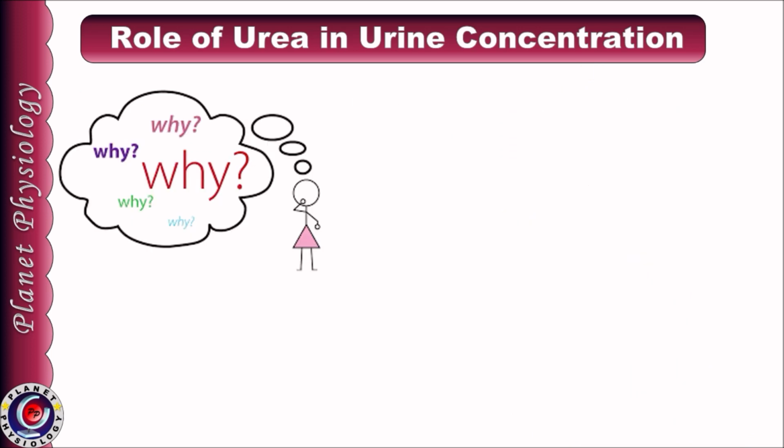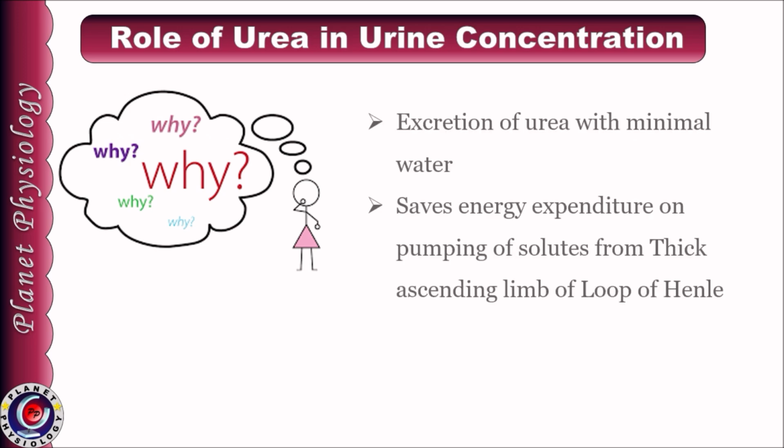What is the purpose of this urea recycling and its role in urine concentration? Urea is basically the most abundant waste product to be excreted in the urine, but it is also osmotically active. Hence, urea recycling from inner medullary collecting ducts to loop of Henle helps to increase medullary interstitial osmolarity. This allows excretion of urea with minimal water. It also saves energy expenditure for pumping of the solutes from the thick ascending limb of loop of Henle, which is an active process involving ATP utilization.